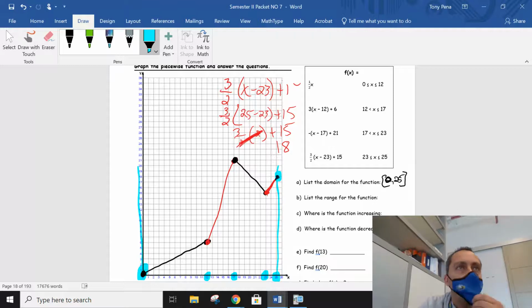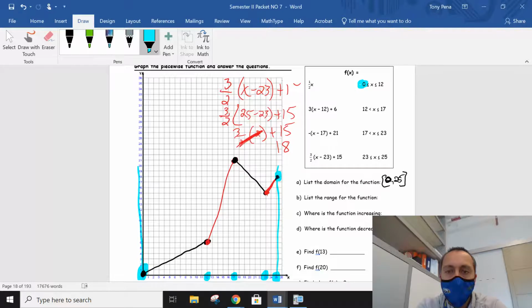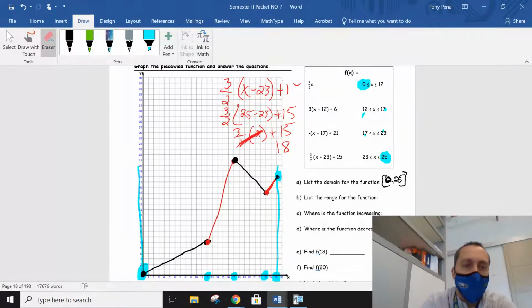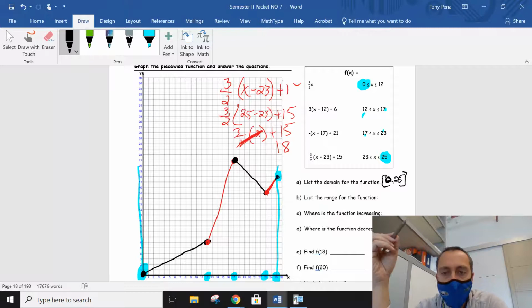If you would have used the function, just look at your domains here. We start at 0 and we finish at 25, and all of these times match up, so we have x values in between 0 and 25. So either way would have worked. All right. Now, range, a little bit harder. The range is our lowest value to our highest value in terms of y. So our range is y.